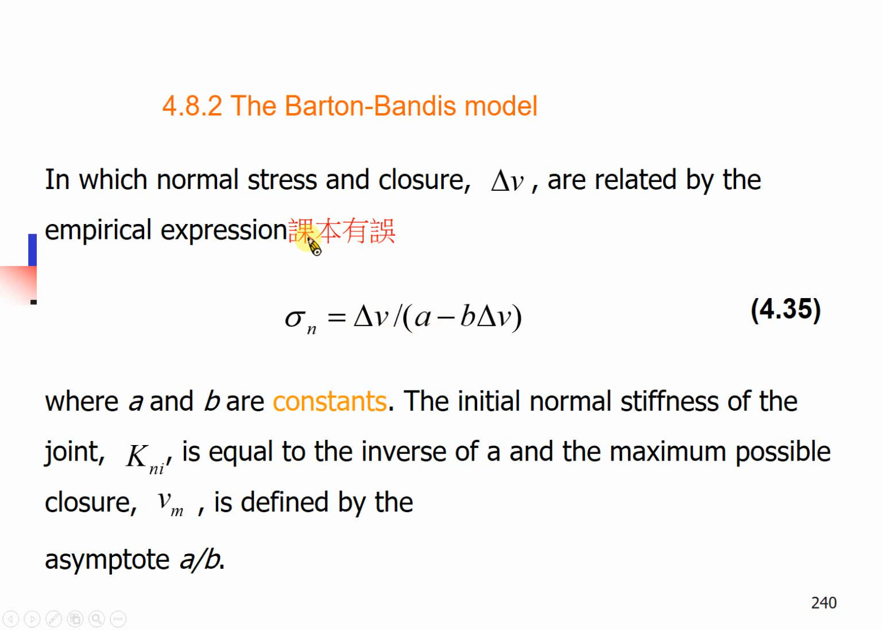According to Professor Tian, I did not check it, in your textbook this equation has some problem. This one will be correct. Okay, so this equation describes the relation between normal stress and joint closure. And you will have two parameters, A and B. The A and B will be solely functions of the initial stiffness and the maximal joint closure.